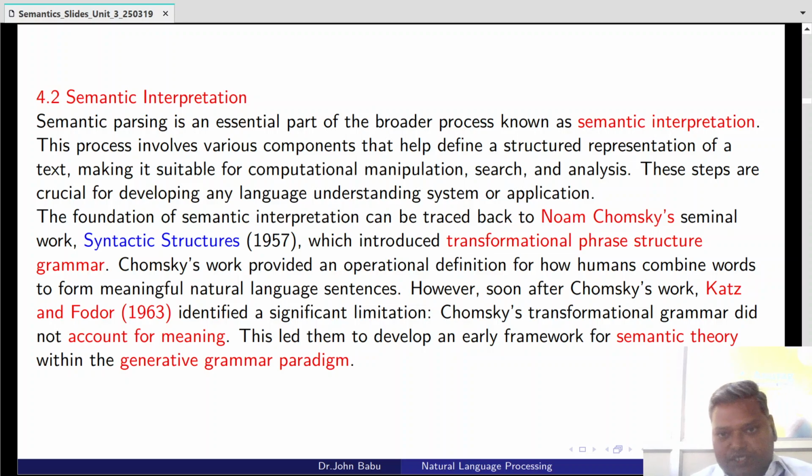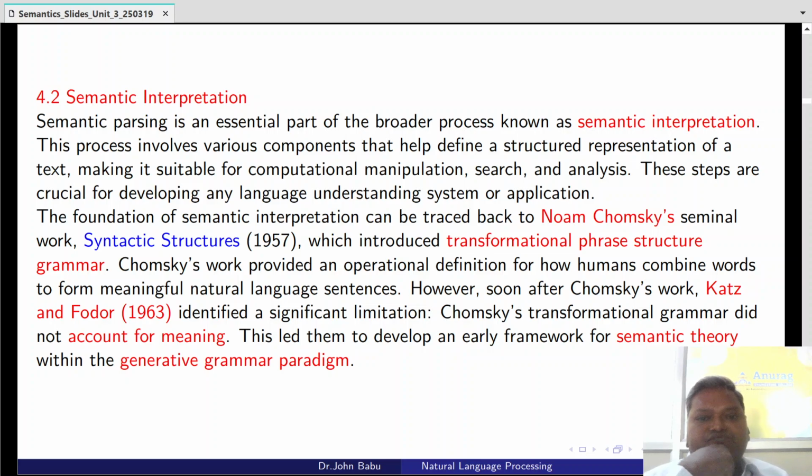In a wider sense, semantic parsing is a part of a process known as semantic interpretation. How can we interpret a given input? This process of semantic interpretation makes that representation useful for manipulation by the computer. What manipulation will it do? It will use search, it will analyze the things, and it will run queries on that.